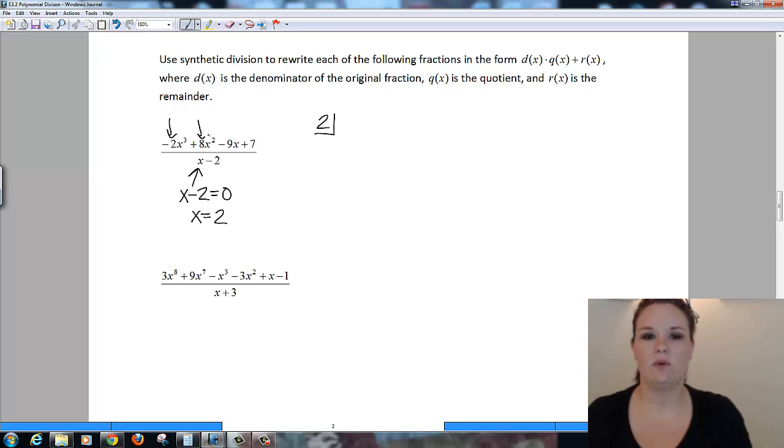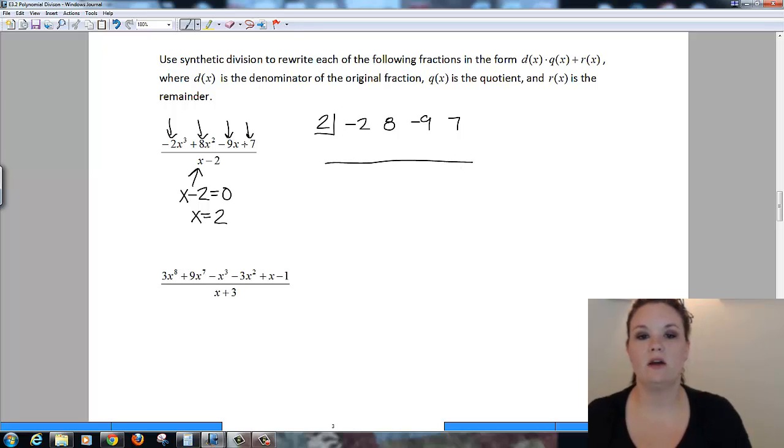And then we write out all the coefficients of our dividend, or of our original polynomial. So I'm going to write out -2, 8, -9, and 7. And I'm going to leave a space, and then draw a line. Now, remember, when we write out our coefficients, if you're missing any coefficients, you have to put in a 0 placeholder, just like you do with long division.